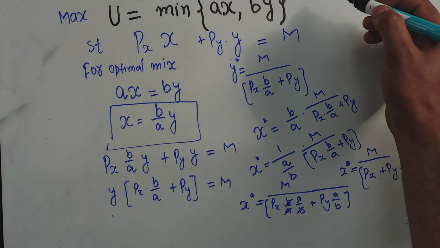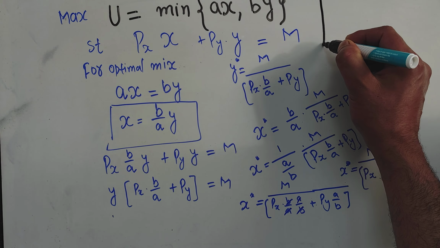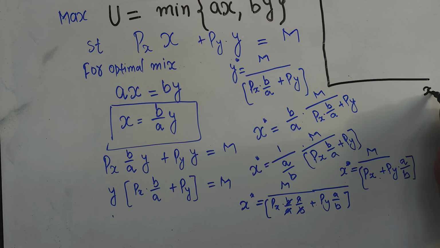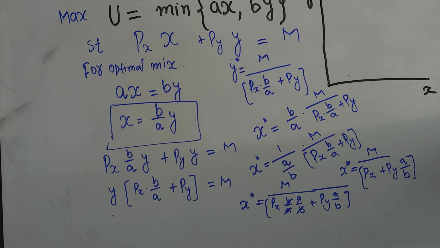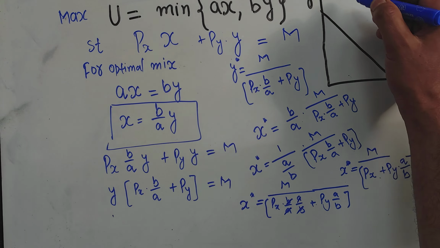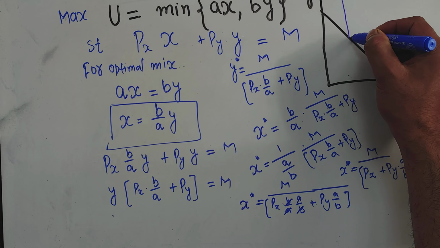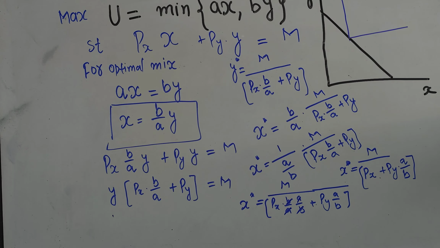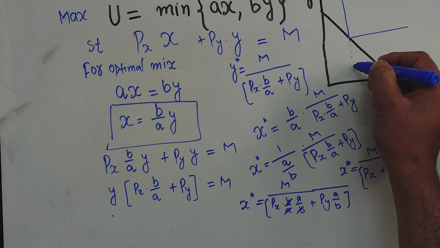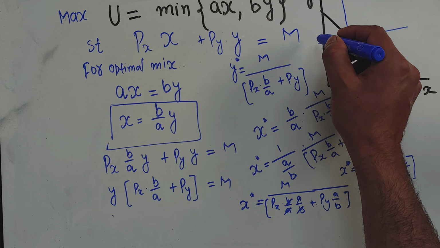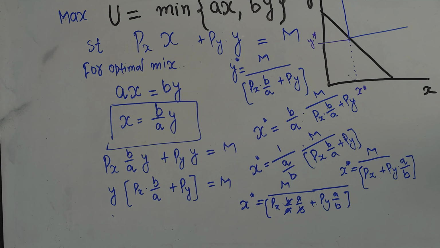The graph is pretty simple. We have good x on the horizontal axis and good y on the vertical axis, with the given budget line. The consumer's indifference curve will be L-shaped in this case, because the consumer consumes goods in a fixed proportion. Here let us suppose this is our X star and this is our Y star. That is the demand for goods X and Y.